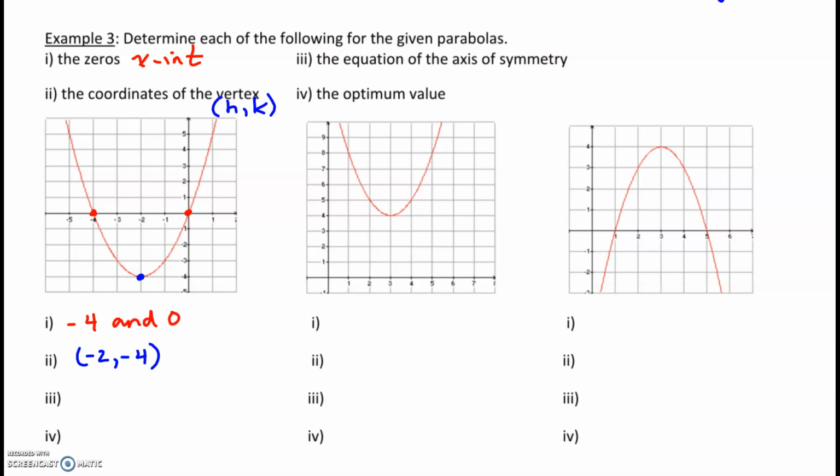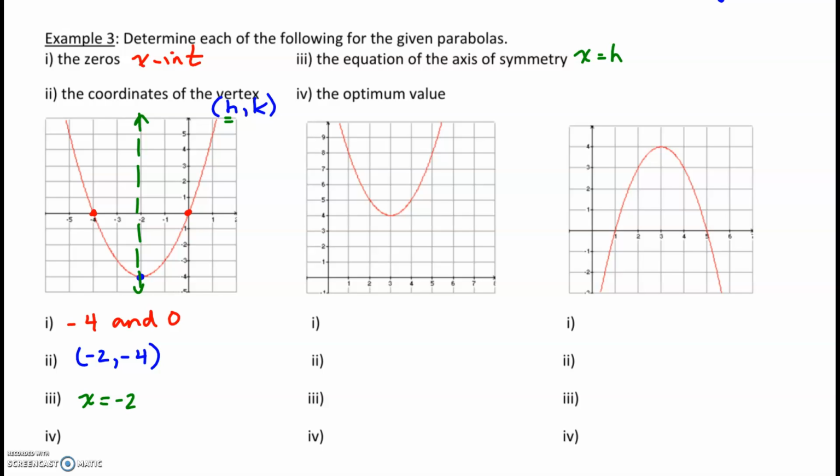All right, next is the equation of the axis of symmetry. So we know the axis of symmetry is the vertical line that goes through the vertex, and it goes through at the x value, and we write it like the equation of a vertical line. So that's x equals -2. And so if we write our reminder, we know it would be x equals h, because that goes through the x value of the vertex.